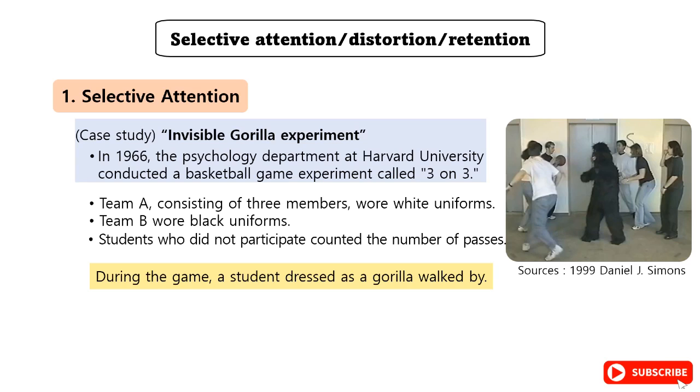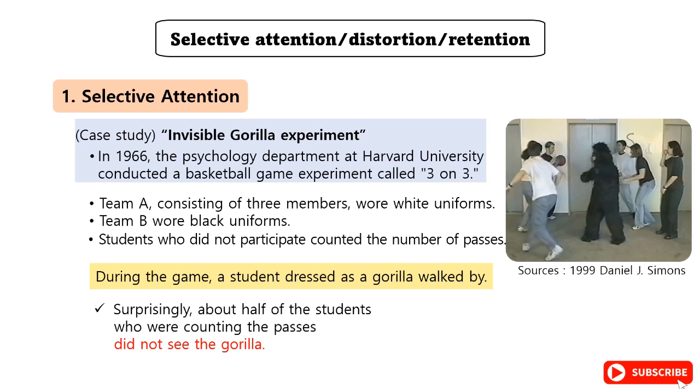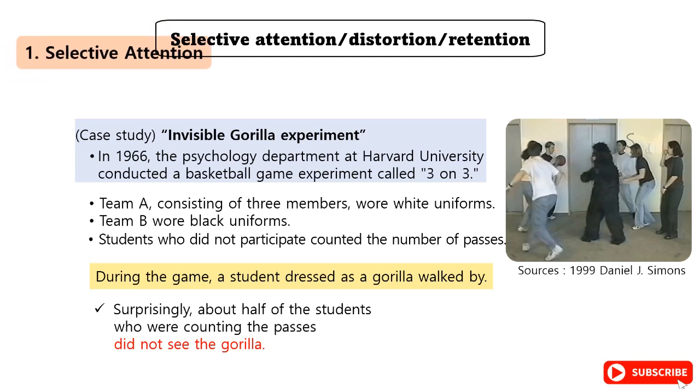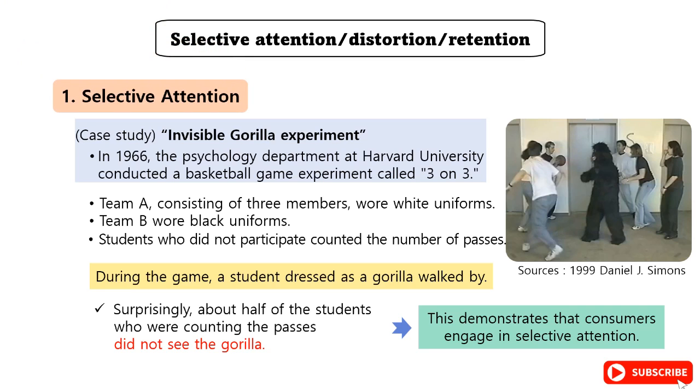During the game, a student dressed as a gorilla walked by. After the game, when asked if they saw the gorilla, surprisingly, about half of the students who were counting the passes did not see the gorilla. They were unaware of the gorilla's appearance while counting the passes. This demonstrates that consumers engage in selective attention.